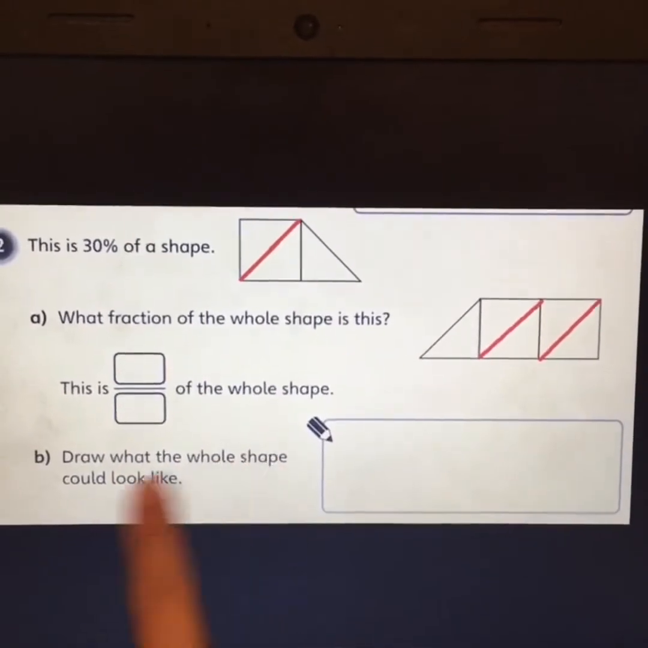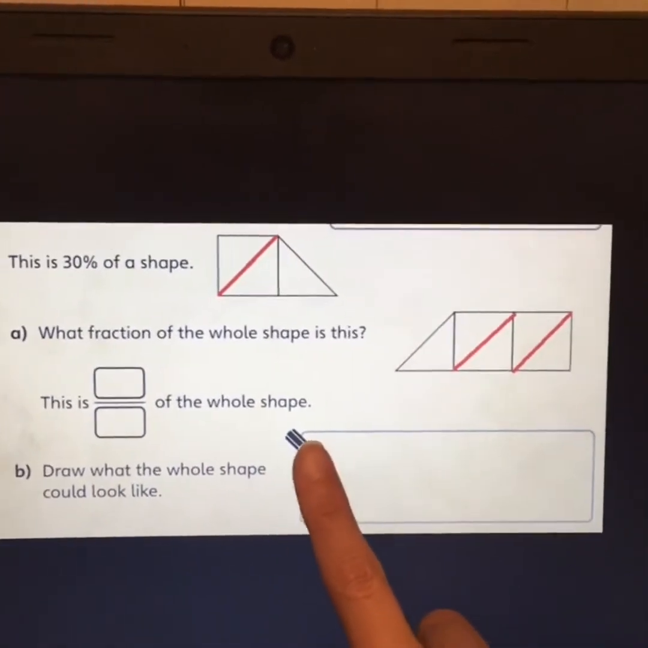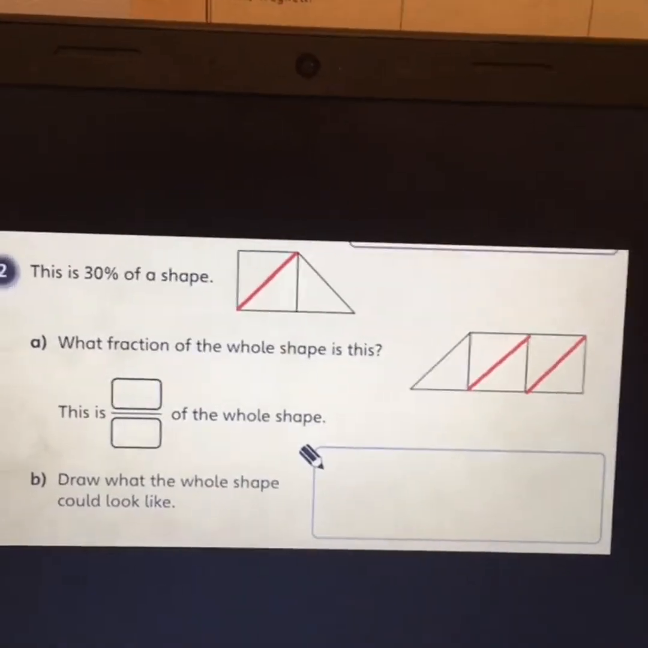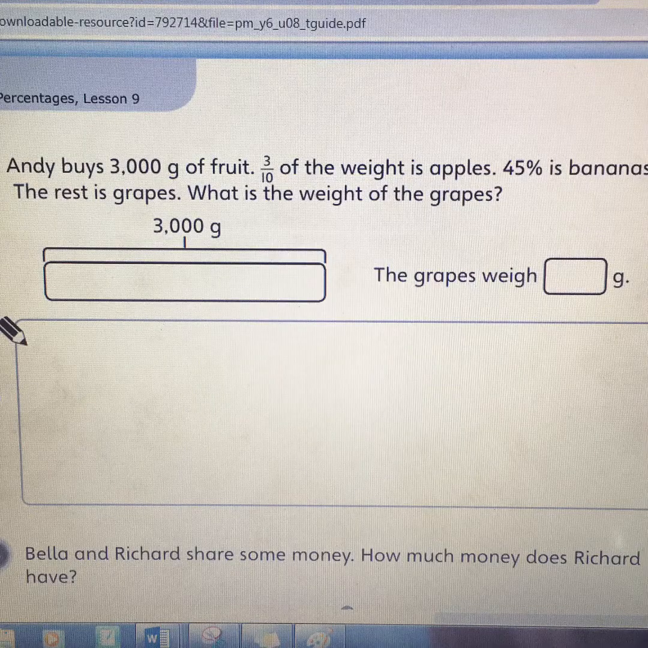To draw what the whole shape should look like, you either want 10 triangles, or you could have made them into 5 squares. Okay, now the last problem for us today is this one. Andy buys 3,000 grams of fruit. 3/10 of the weight is apples, 45% is bananas, the rest is grapes. What is the weight of the grapes? So, take your time. They've started you off drawing a bar model. How can this help you?